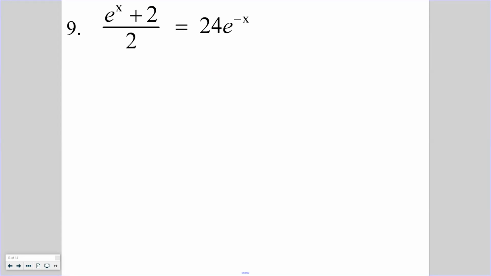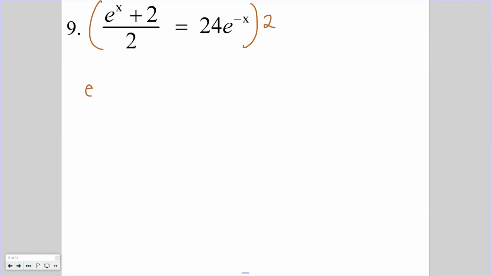Okay, but here's what we're doing. We're solving for x here, and we've got something that looks kind of ugly. So the first thing I'm going to do before I do anything else is I just want to get rid of this fraction. I don't like the look of it. I want to just get rid of the 2. So I'm going to multiply both sides by 2.